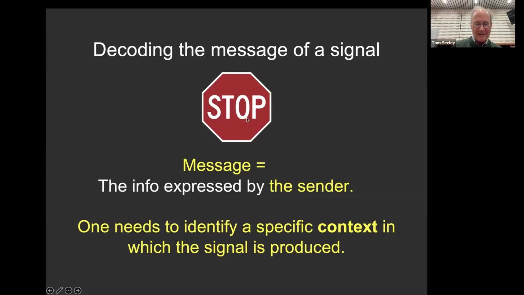The information that's in that sign is a signal to stop at this sign. So that's what Carl von Frisch had to do. He knew what the signal was. It was like he knew what the stop sign was, but he was like the Martian, looking down at the bees, trying to figure out, well, what's that signal mean? And he had to find the context in which that signal is produced. And as we all know, stop signs are produced at the corners of intersections.